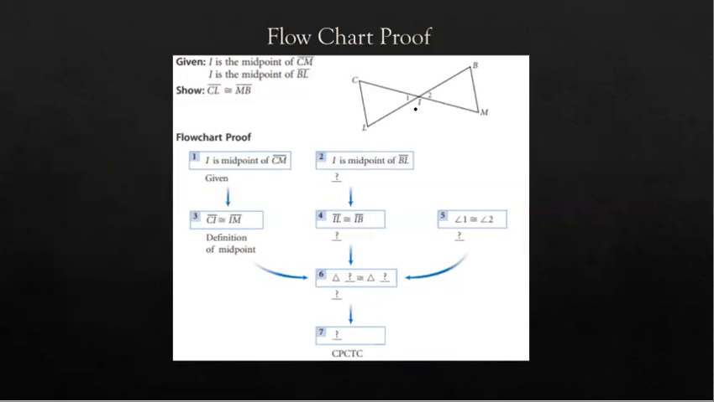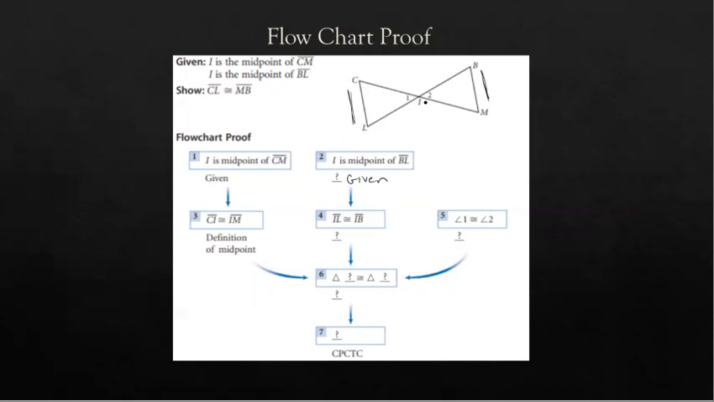Here, I is the midpoint of CM, and I is the midpoint of BL. That's what we're given. We're trying to prove that CL is congruent to MB. Now, I'm not going to mark them as congruent now because that's the part we're trying to prove. Okay, I is the midpoint of CM. That is a statement, and it was given. I is the midpoint of BL. Again, that's a statement, and what is our reasoning? Well, it was given.